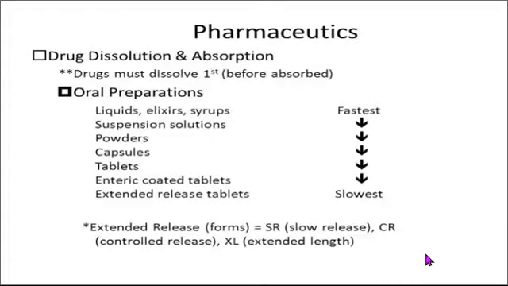A slow release and a controlled release tend to be the same. They may be given 2 or 3 times a day. An extended release is usually once or twice a day because it's an extended period of time. These are released slowly, but extended release is over an extended period of time.